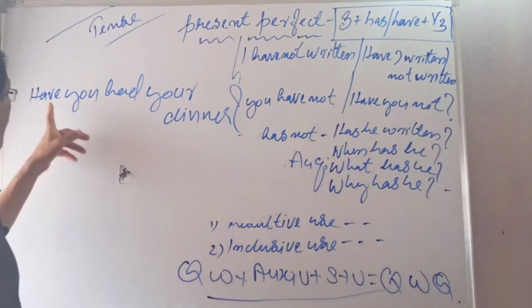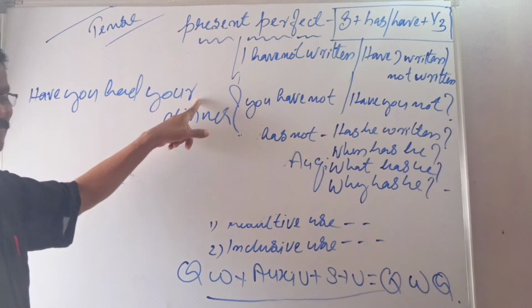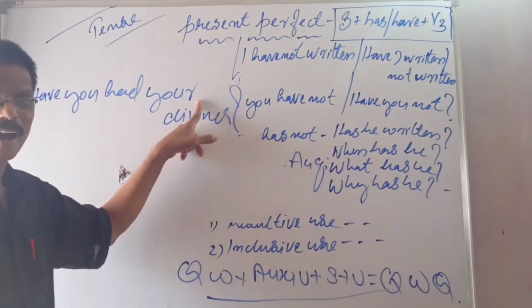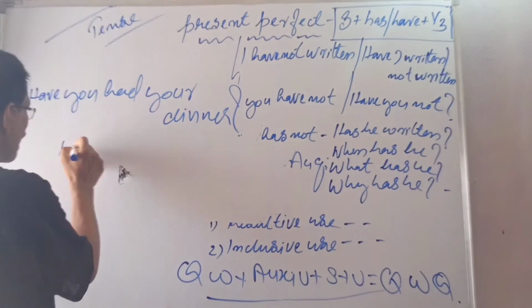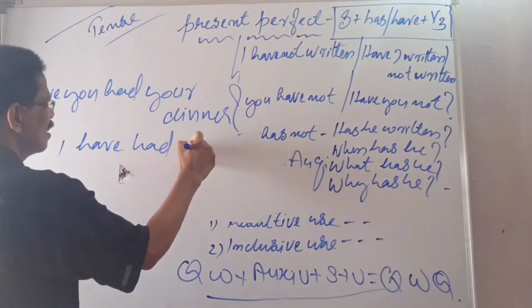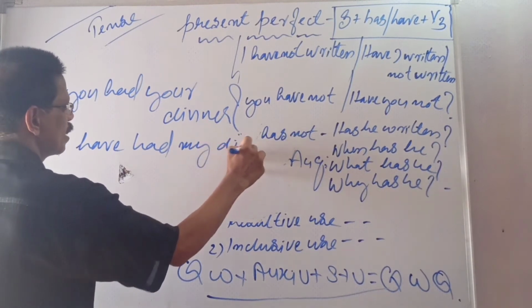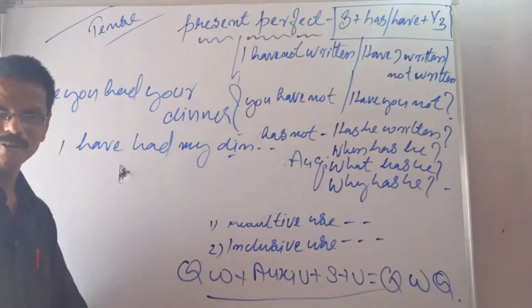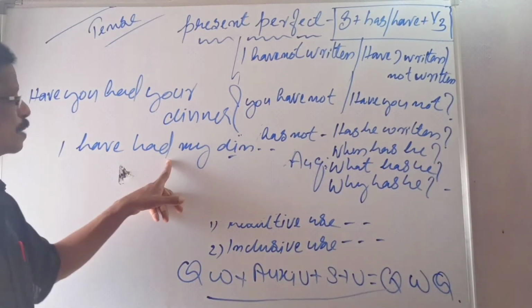Now, have you had your dinner? How will you answer that? Yes. How will you say? I have had my dinner, or breakfast, or whatever it may be. I have had my dinner. I have had my lunch. So, have had is present perfect.